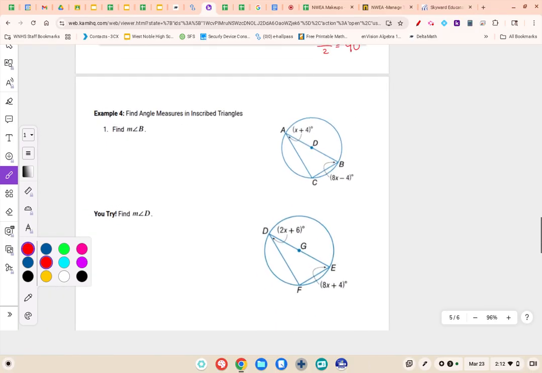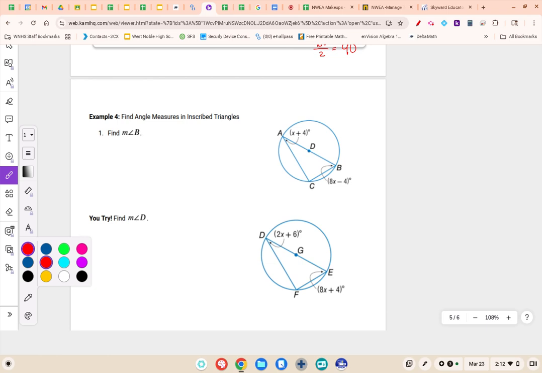So on our next page, we're going to use this fact. We are going to find the measure of angle B.